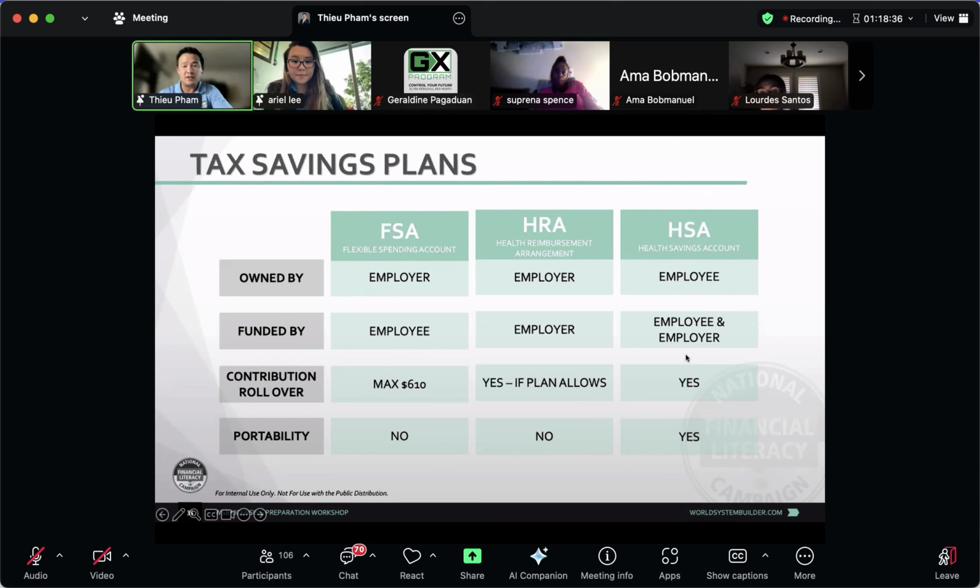Okay, so in the exam you might be asked some of these questions. Just remember these terms: FSA, HRA, and HSA. So FSA is owned by the employer, and the employee funds it. The HRA is owned by the employer and funded by the employer. And HSA, the employee owns it, but then the employee and the employer can put in money.